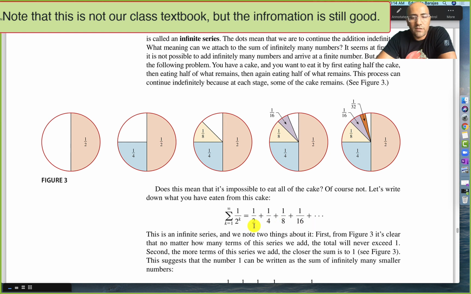So how much have you eaten the first day? Half. How much have you eaten the first 2 days? Well, you add these two together. The first 3 days is the sum of these 3. The first 4 days is the sum of these 4, and so on. And so we can establish this infinite sum.